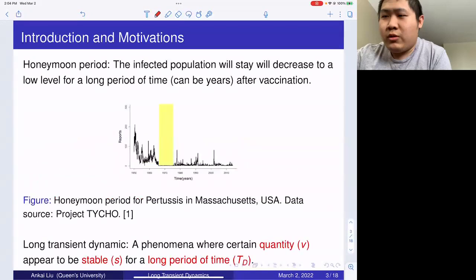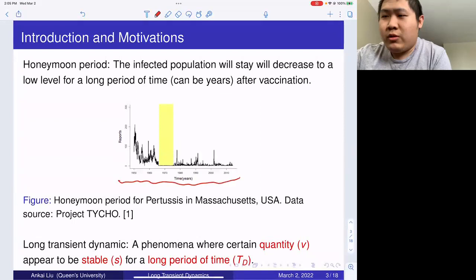First of all, what do we mean by long transient dynamics? Some of you might be familiar with disease models, and some of you might have seen the SIR model. There you can often observe a phenomenon where the infected population stays very low for a long period of time, and of course after that it will rise up again and do whatever it wants. Here's an example.